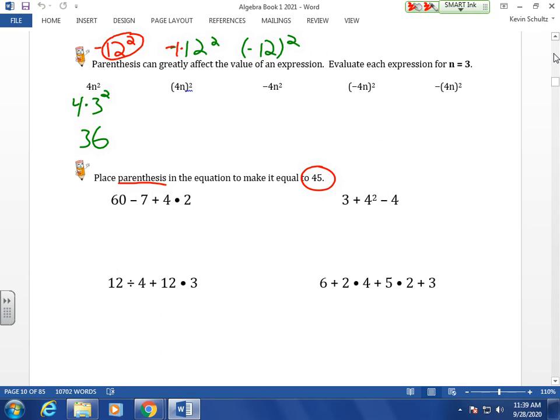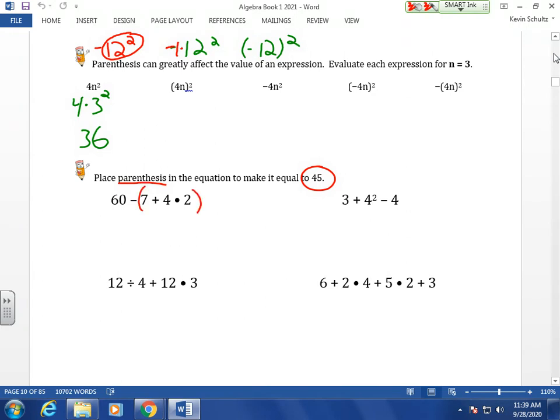So you're not adding any numbers. You're not changing the operations. You're just changing the order by adding parentheses. So does anybody have a thought where we would put parentheses in that first one to make it equal to 45? Brent? Before the 7 and after the 2. Do you include the negative sign with that? No. Inside? Okay. So right there?